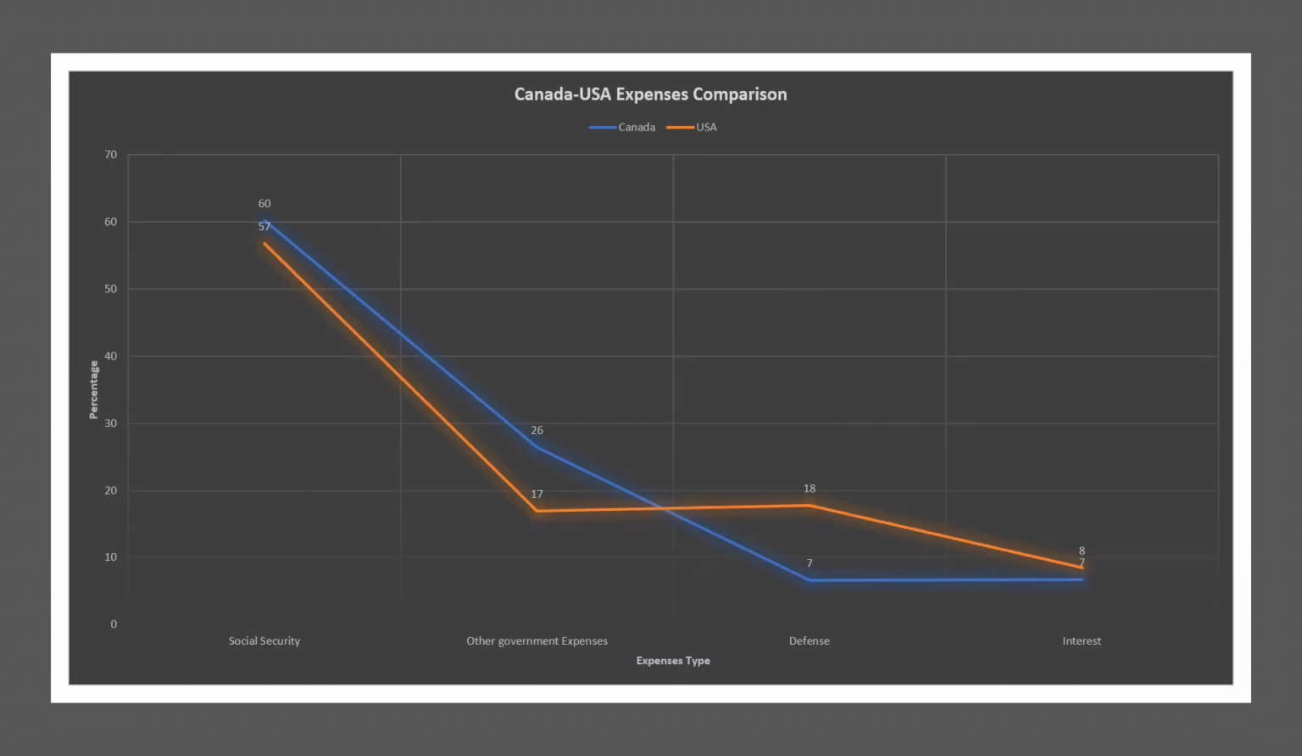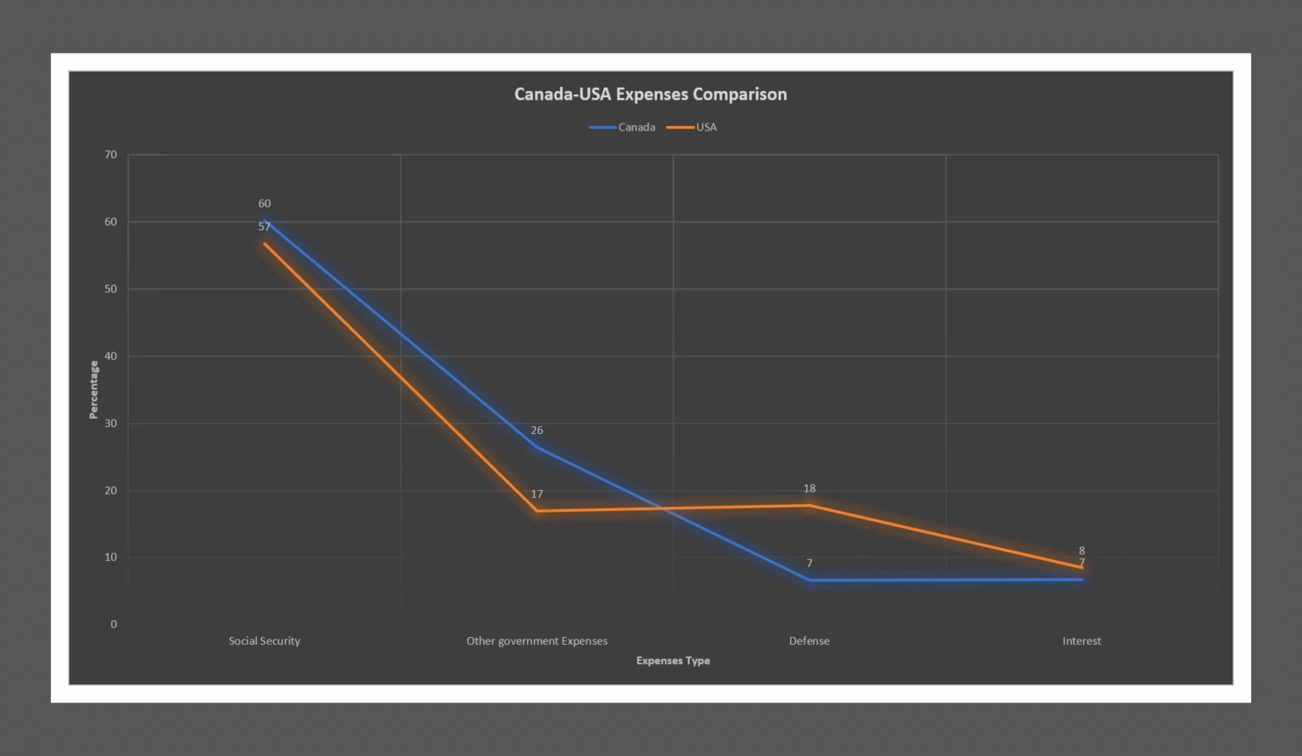This graph compares important components of federal government expenses in Canada and USA. The blue curve represents Canada, while the orange curve represents the USA. Canada spends more in relative terms on social security and other government expenses than USA. For Canada, the percentages in these two categories are 60 and 28, while for USA they are 57 and 17.